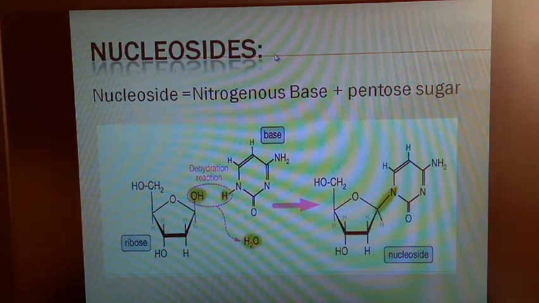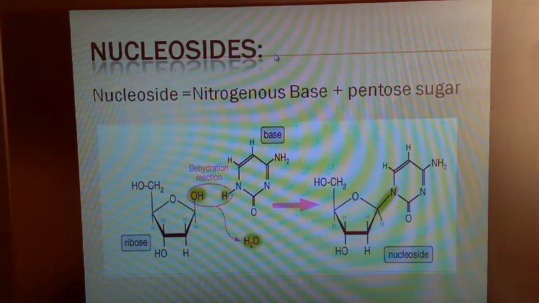Next one, nucleosides. When we started with nucleic acids, we studied that a nucleic acid is a polymer of nucleotides. When a nucleotide breaks, it gives out nucleosides. When a nucleoside breaks, it gives out a pentose sugar, a base and a phosphoric acid. I hope it is clear. All these things we studied in our last class.